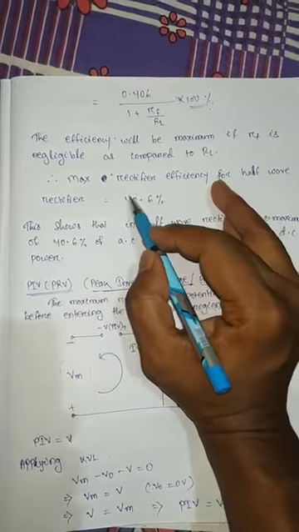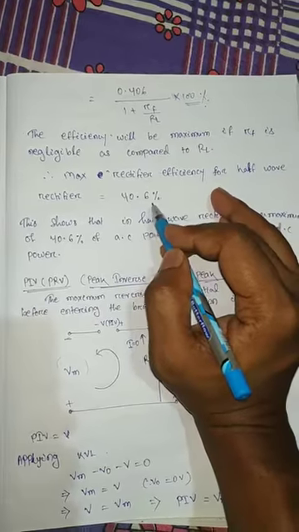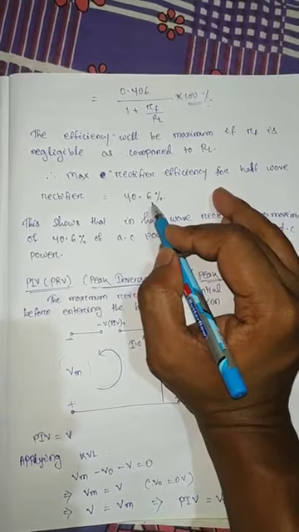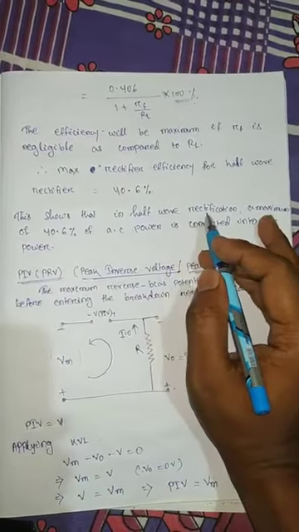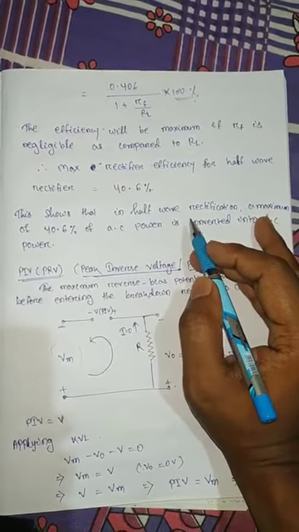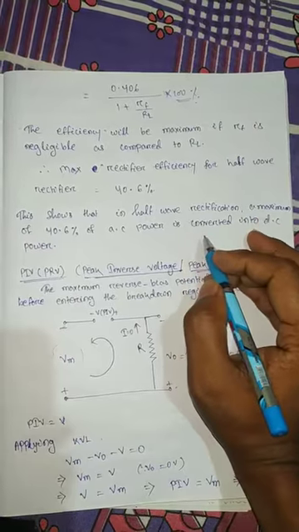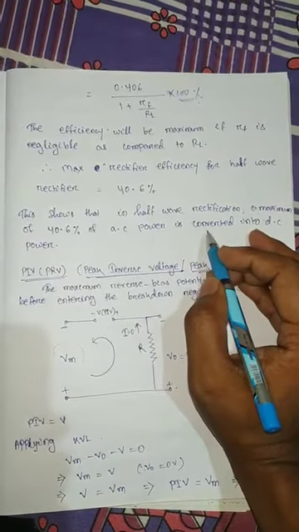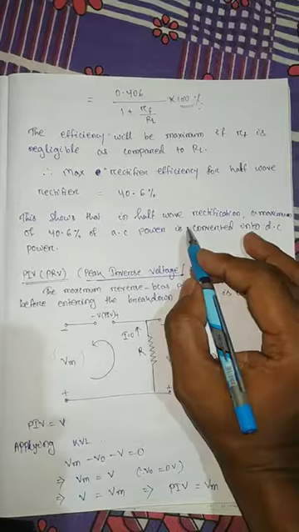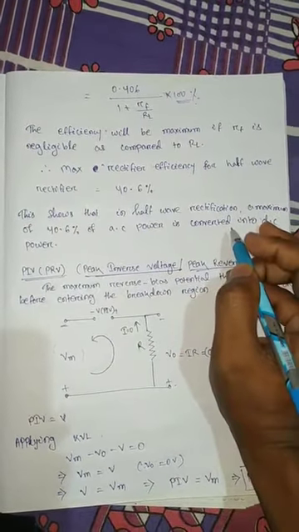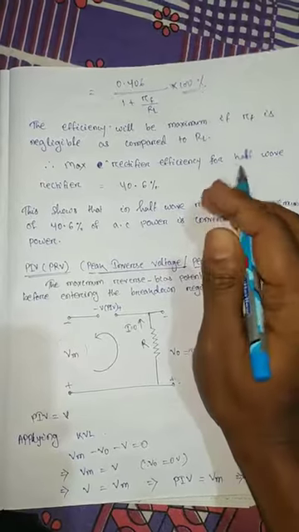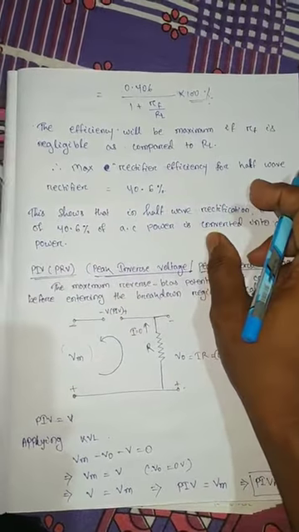So what does it mean that the maximum efficiency for a half wave rectifier is 40.6%? That means that in half wave rectification, a maximum of 40.6% of AC power is converted into DC power. Out of 100% of AC power, only 40.6% is converted into DC power. I hope you understand the rectifier efficiency for the half wave rectifier.